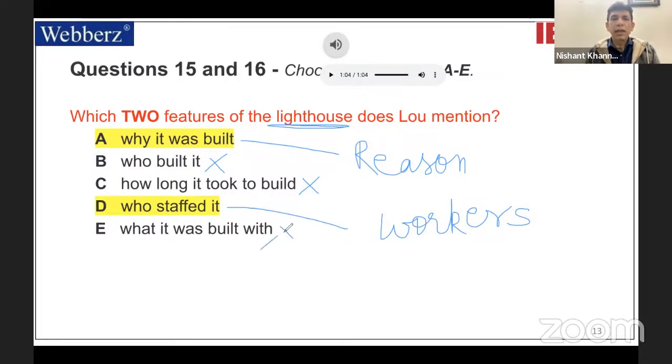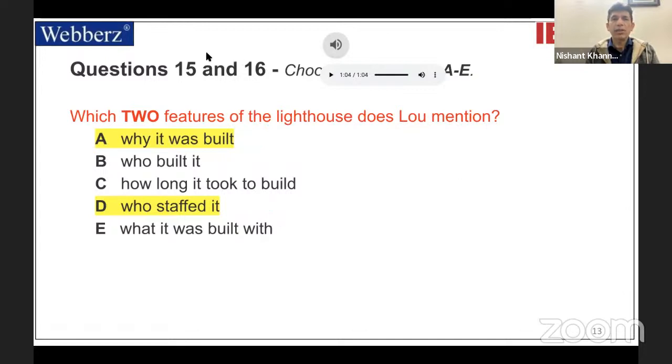Okay, so I think now you are clear with what the answers are. Why it was built, he gave you the reason, and the people who were inside it, they are the workers. So he talked about them as well. So A and D are the two clear-cut answers.